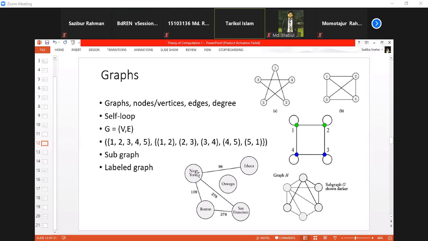Can you understand now? Yes, ma'am. Okay, so this is the distance between New York and Boston. New York and Boston are connected with a road line, and this road distance is 109.